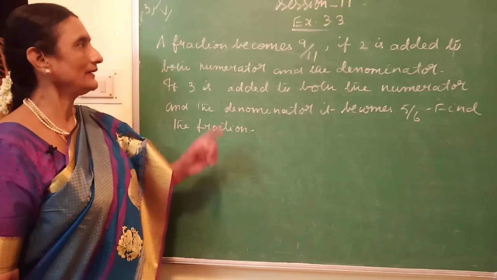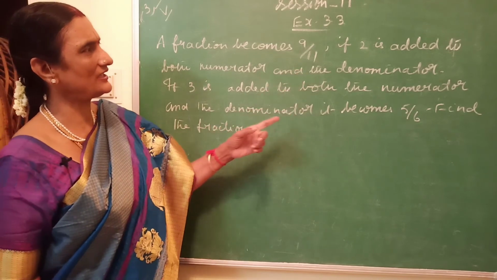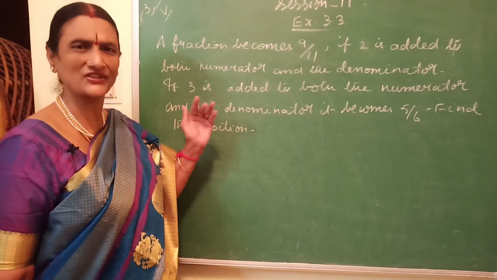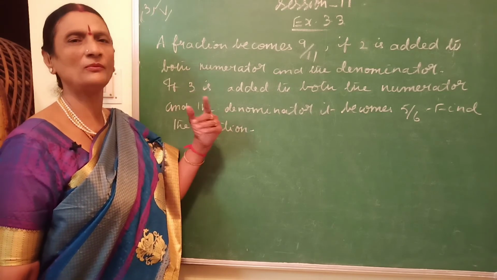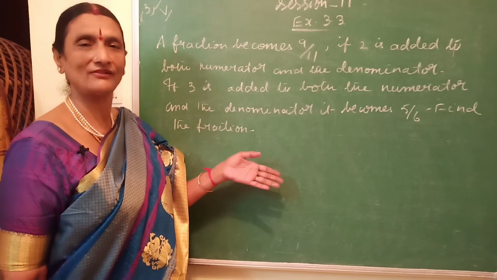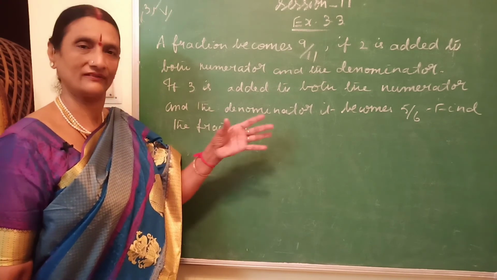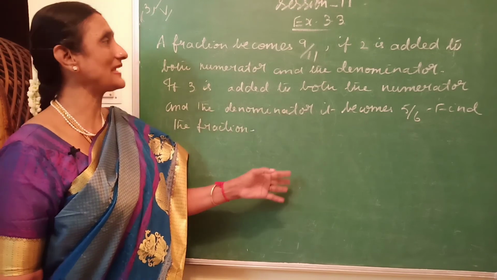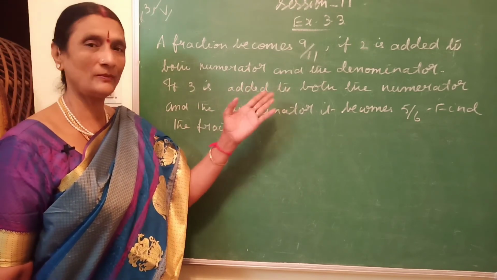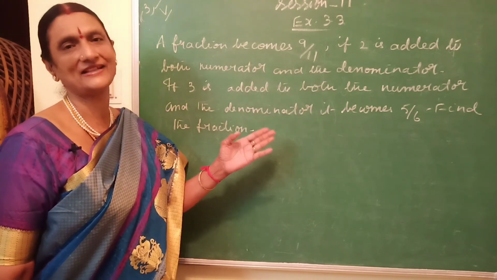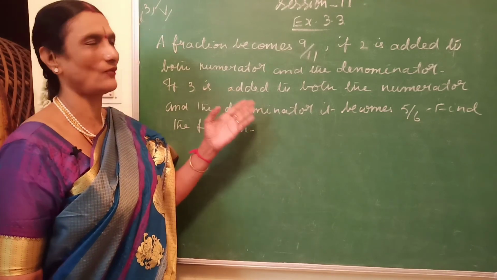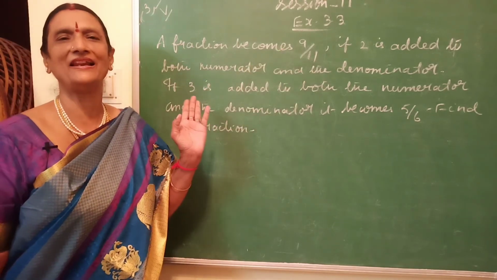Okay. Now a fraction becomes 9 by 11 if 2 is added to both the numerator and the denominator. One fraction is already there. So let the numerator value be x and the denominator value be y. In that case, we will get x by y as the fraction. But when 2 is added to both the numerator and denominator, it means what? To the numerator x we are adding 2, so it is x plus 2. To the denominator y we are adding 2, therefore y plus 2. The fraction becomes 9 by 11.